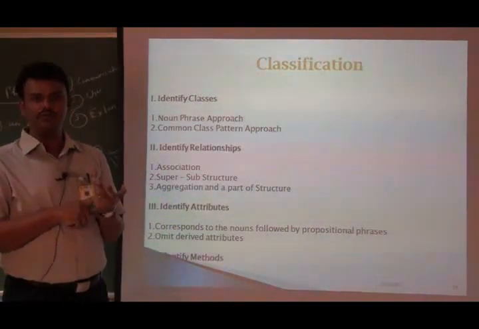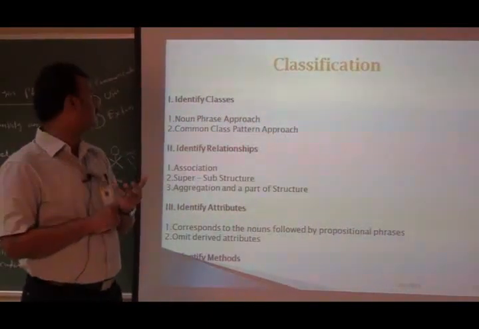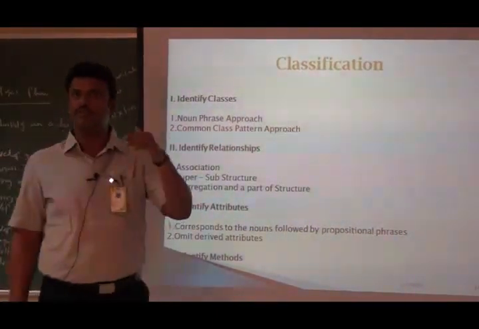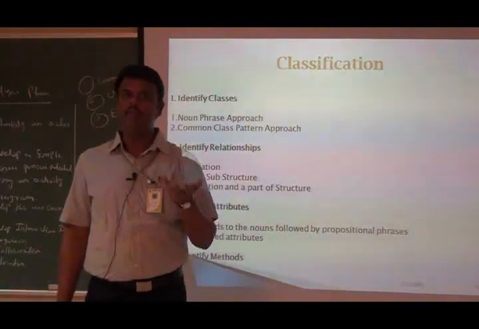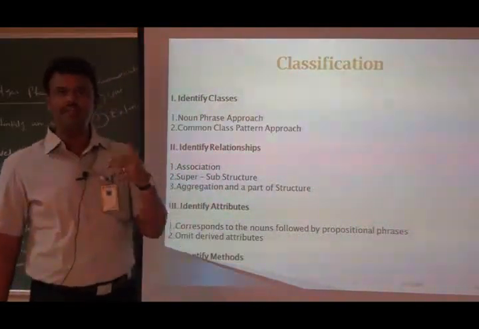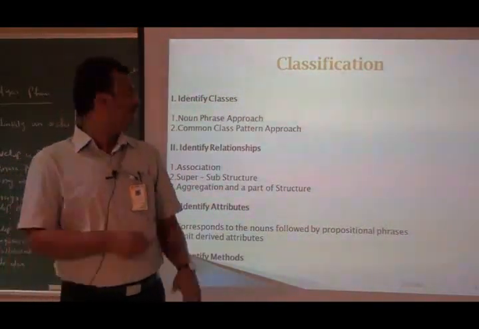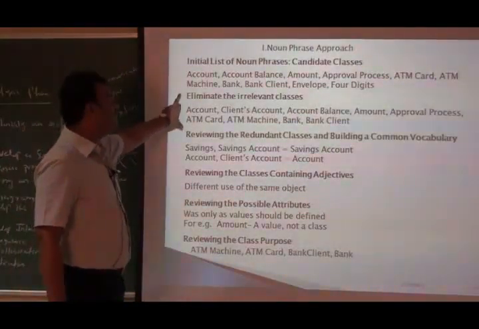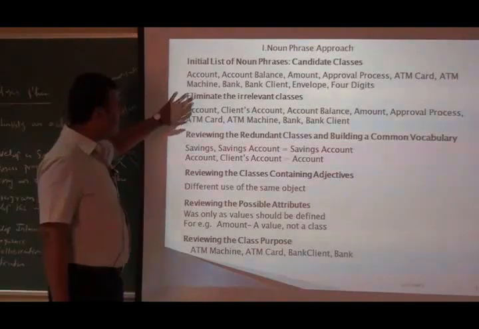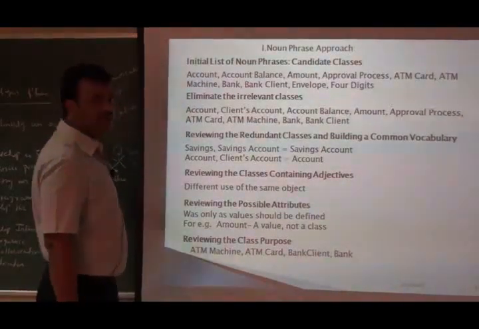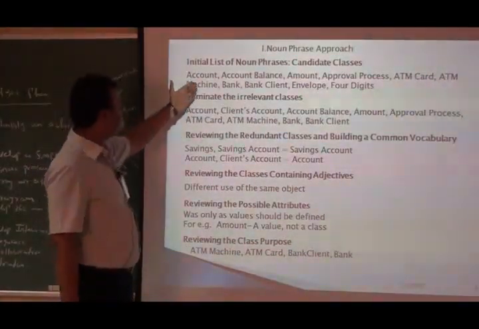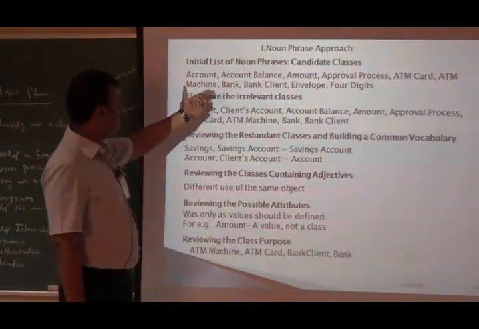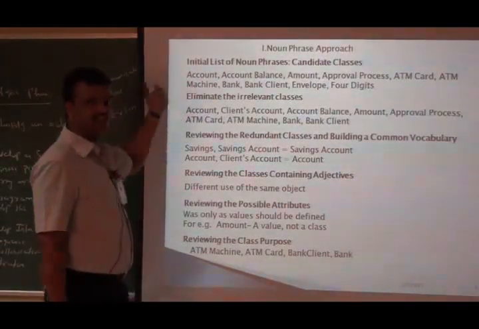In the noun phrase approach, the nouns in the textual description are considered to be classes, and the verbs to be the methods of the classes. Here, we are going to identify the candidate classes. First, what are the initial list of phrases? Those are the candidate classes. We are going to find them based on the documentation. For example, the account balance. These are the initial list of noun phrases.